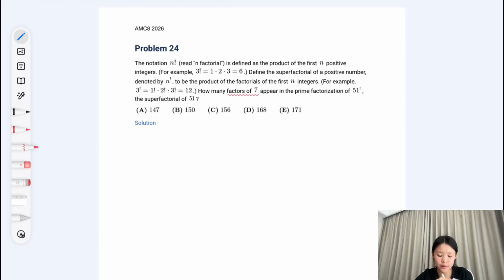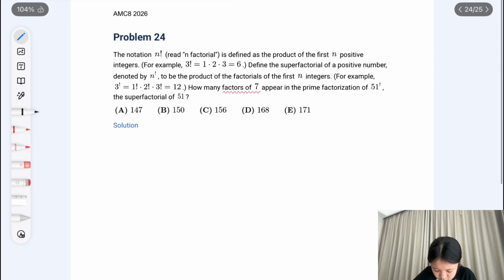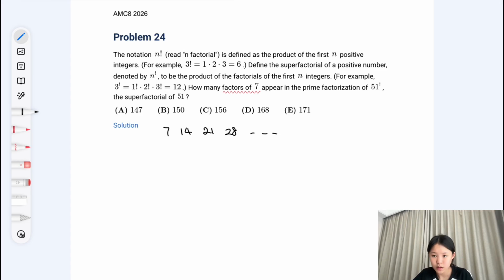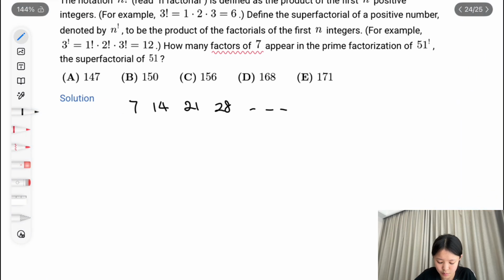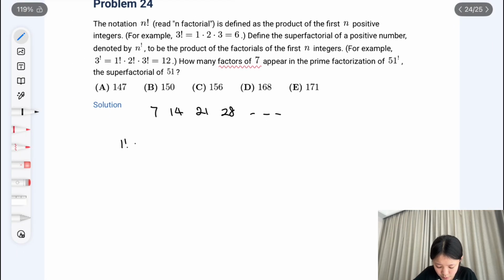51. And 7 has multiples along like this. 7, 14, 21, and 28, and so on. So if we can split these up, we can find within each of these ranges how many different 7s there are. So what this looks like is you would start at 1 factorial to 6 factorial. And if we multiplied all of these together, how many factors of 7 would there be? There would be 0 because you don't have any 7s yet.